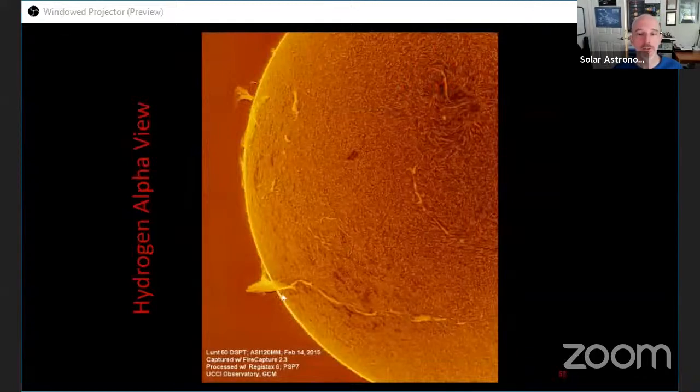Here's another picture from 2015. Again, this is really nice and detailed here. And here it's easy to see that the prominence actually turns into a filament, right? So here, this we call a filament because it's in the disk of the sun, but it's a three-dimensional structure that's sticking out, right? And it actually continues on into what we consider a prominence on the edge of the sun. So I really like this picture.